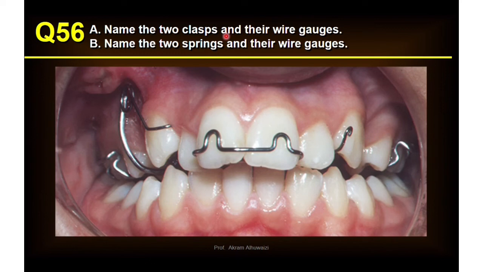Name the two clamps and the wire gauge. The two clamps are Adams clamps on the first molars and the modified labial bow on the upper central incisors. Name the two springs and their wire gauge.